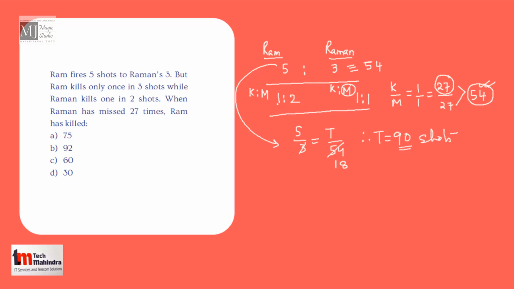So in 90 shots, the killing ratio is 1:2. So killing by Ram in 90 shots would be 1/3 into 90. That is 30 birds down. Ram has killed 30 in the time Raman has missed 27. Option D fits in.